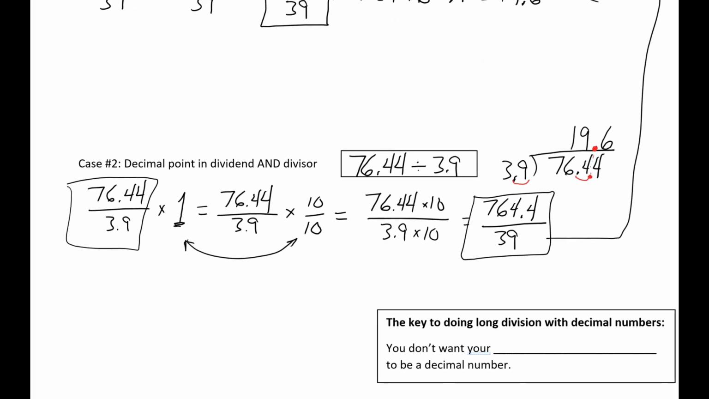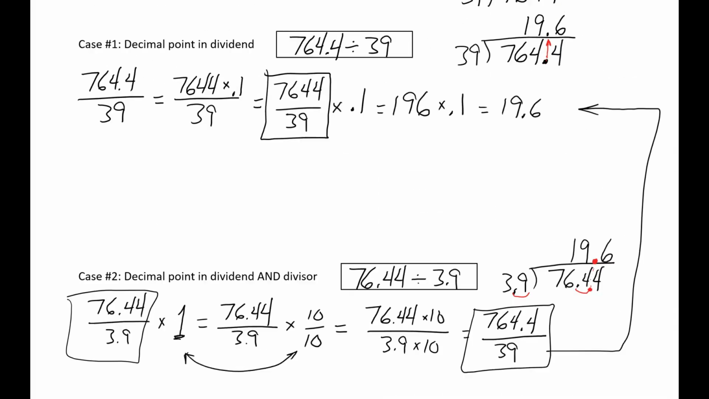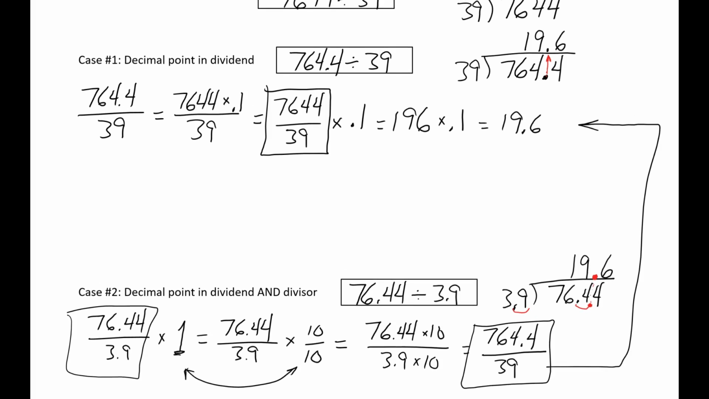The key is you don't want your divisor to be a decimal number. It's okay if your dividend is a decimal number. In fact, if your dividend is a decimal number, as we saw in case 1 here, you just ignore the decimal point, do your long division like you normally would, and then you add in the decimal point at the end when you're finished with your long division.